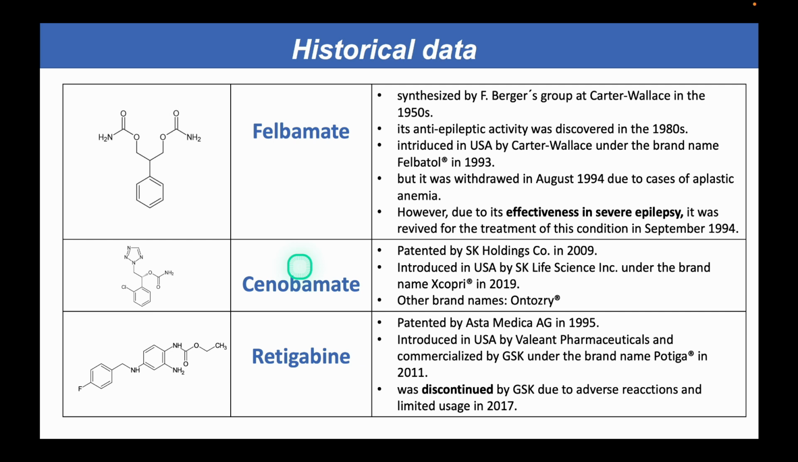Cenobamate was patented by SK Holdings and introduced in the United States by SK Life Sciences under the brand name Xcopri. Retigabine was patented by AstraZeneca, introduced in the United States by Valeant Pharmaceuticals and marketed by GSK. Subsequently, it was discontinued by GSK due to adverse reactions and limited use. Nevertheless, we include this drug for having a new mechanism of action and being a pioneer in its class.